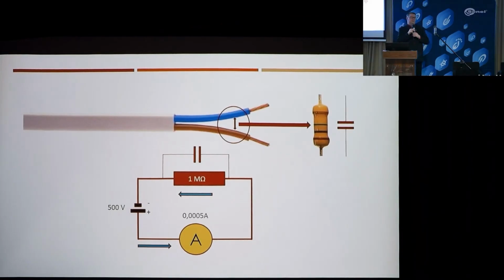That's why in these measurements some time is required so that this capacitance can charge up, making it possible to measure only the current that actually flows through the insulation, that leakage current. As we can see here in this example, the minimum required insulation is 1 megaohm.